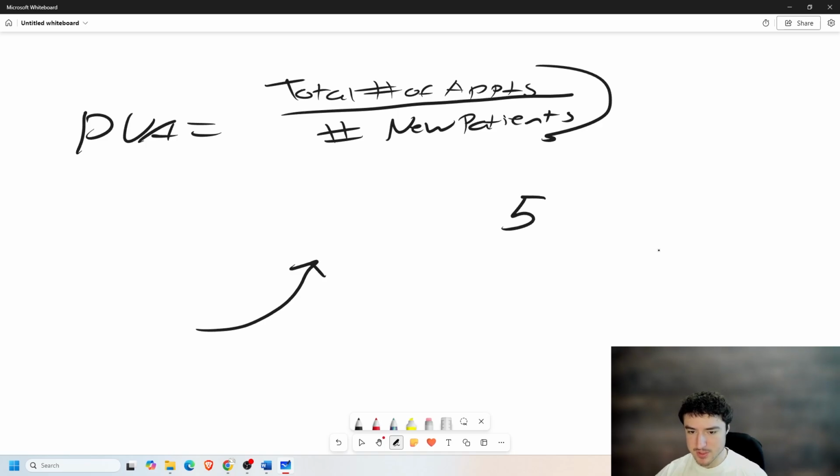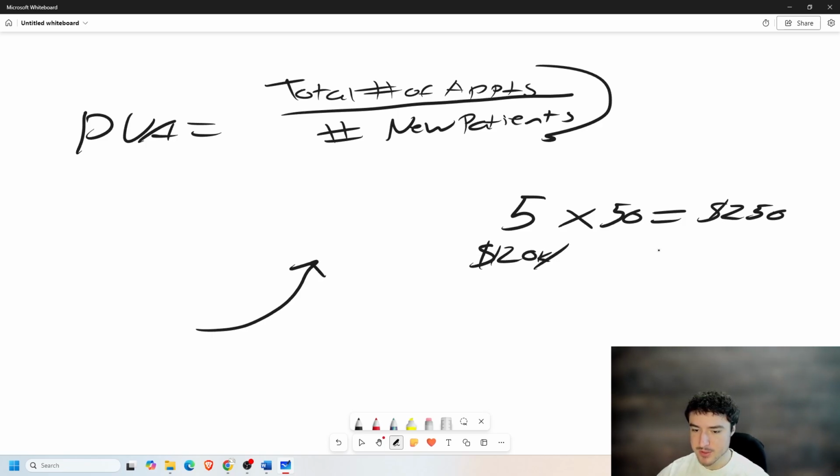Let's say your patient visit average is 5, and let's say your average appointment price is $50, which means that you make $250 per patient. Let's say you want to make $120,000 in your practice in a year, so $10,000 a month. Now, if we divide this by our 250 over here, we get 480 patients. So you need 480 patients over the course of a year in order to get your $120,000 in revenue for your practice.